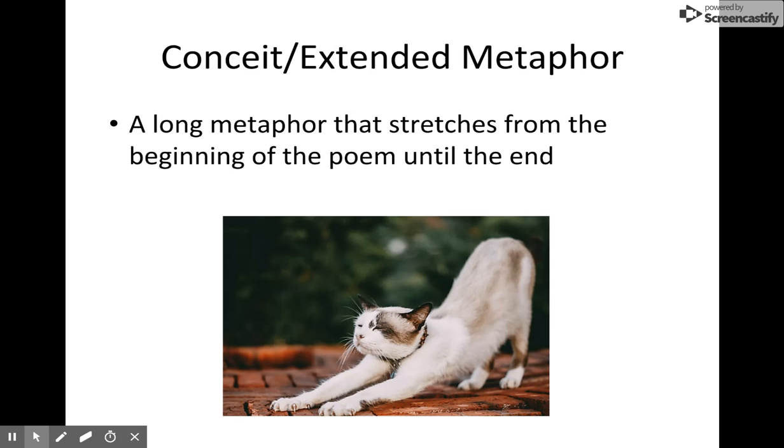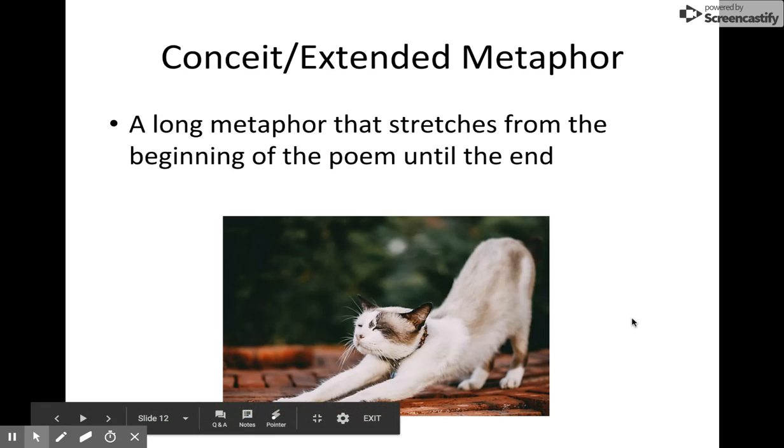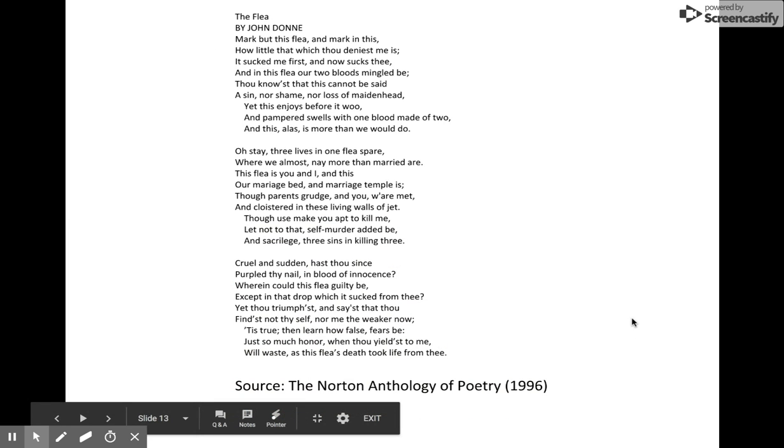So we've got a conceit or an extended metaphor. Now, technically they have two different definitions, but the definitions are so slight that we're going to use them in the same way. So an extended metaphor is a really good way to think about a conceit. I think that's an easier way to remember that definition. So an extended metaphor is just one metaphor that starts at the beginning of the poem and goes throughout the entire poem to make a longer meaning than just one short metaphor. Okay, so just like our cat stretching here, it stretches from beginning to end of the poem.